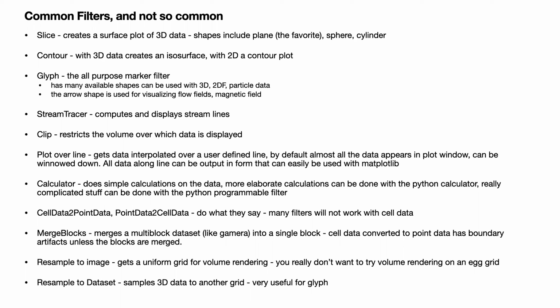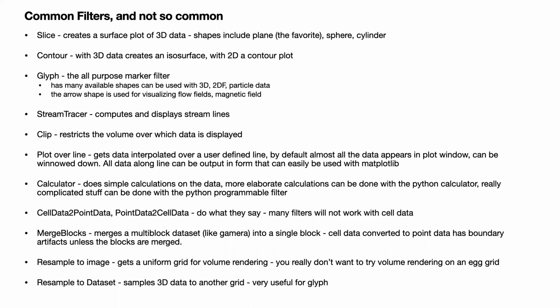Cell data to point data and point data to cell data, just what you'd think they'd say. Cell data to point data is mainly useful because a lot of filters work with cell data. Merge blocks I've sort of discussed already. It's used with the Gamera data sets, because if you don't, when you convert cell data to point data, you get strange artifacts at the block boundaries.